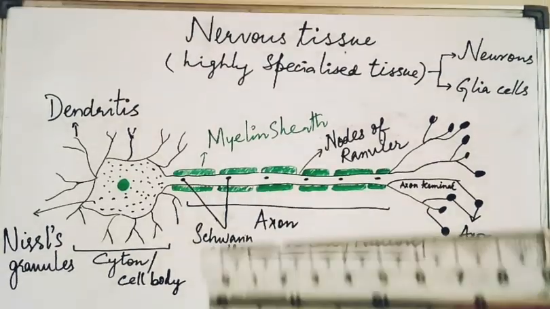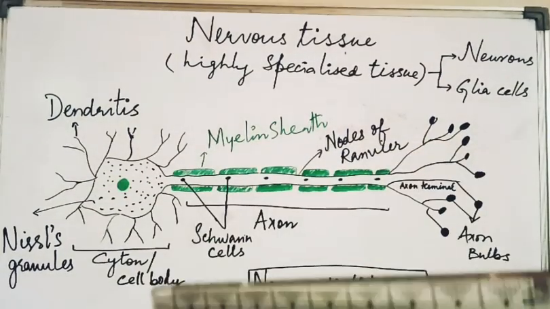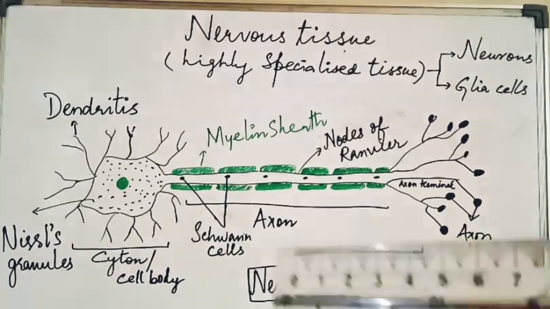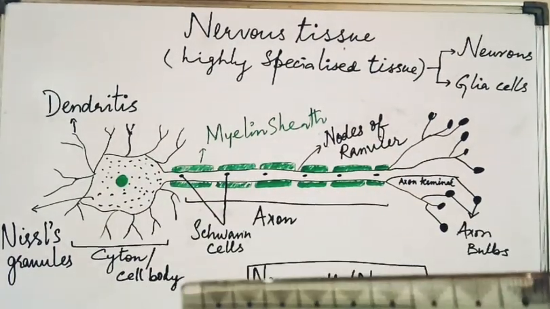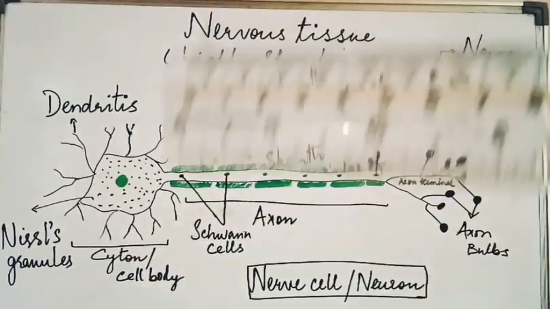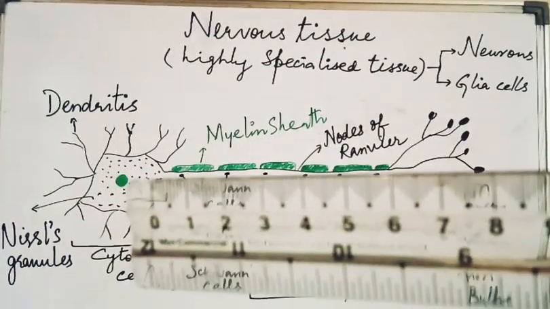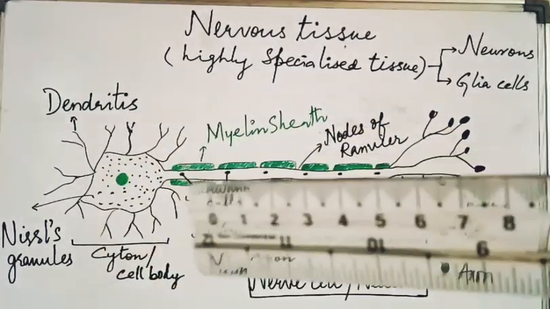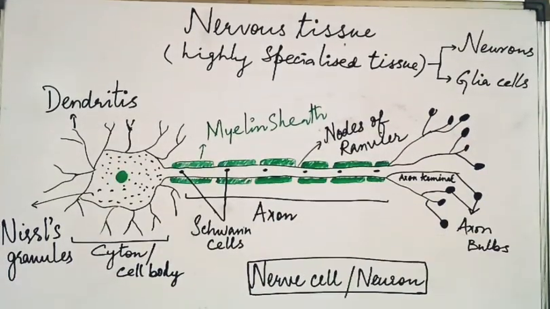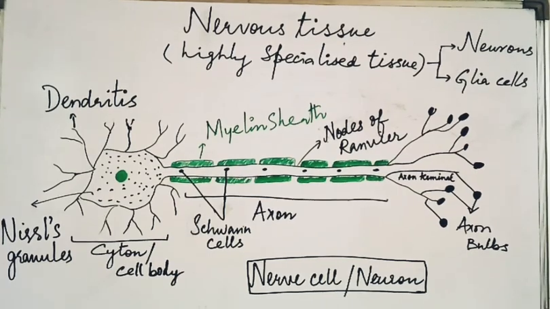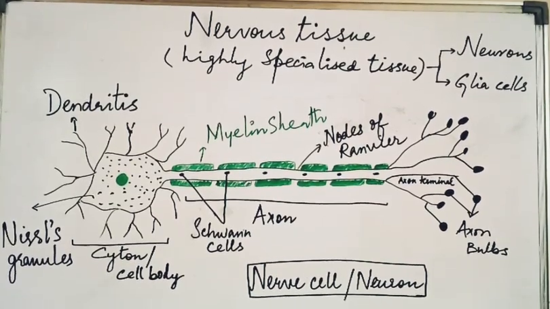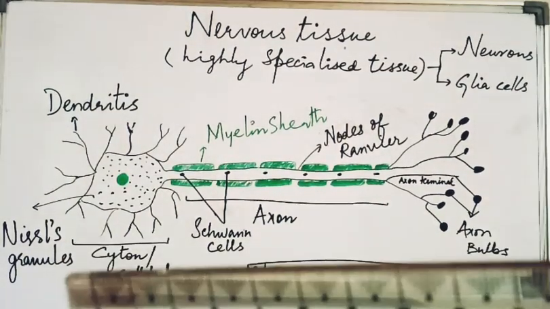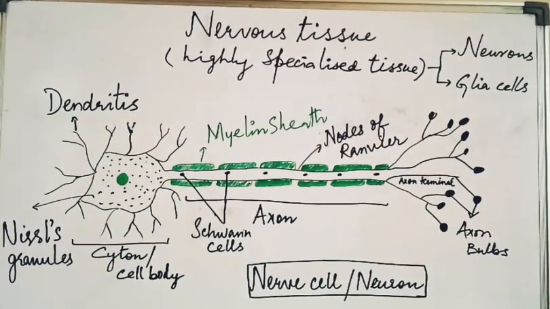Fine. Now, if you can see this part, this round part, this is called the cyton, or we also call it the cell body. Now, this cyton or cell body, like other cells, also has a nucleus. Then there is a cytoplasm, and this cytoplasm contains abundant endoplasmic reticulum. There are various granules of endoplasmic reticulum. So this cytoplasm is called Nissl's granule. Spelling of Nissl's granule. Fine.